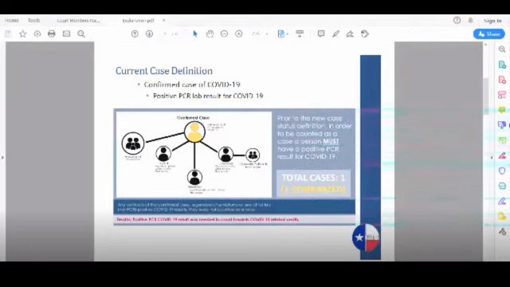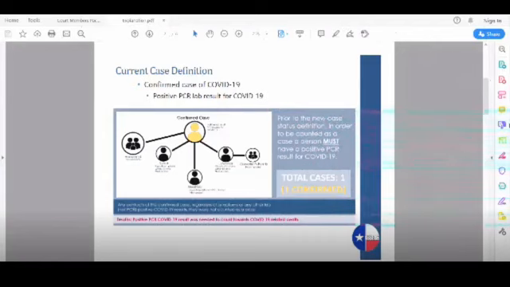So currently, a case of COVID-19 was considered confirmed if there was a positive PCR lab result for COVID-19. Meaning if they got the swab testing done and it came back positive, that would be what we counted as a case towards COVID-19. If you didn't have lab results, if you just had symptoms, we could not count you as a case. So regardless of the contact you may have had with a confirmed case or symptoms, if there was no testing, you were not counted as a case.